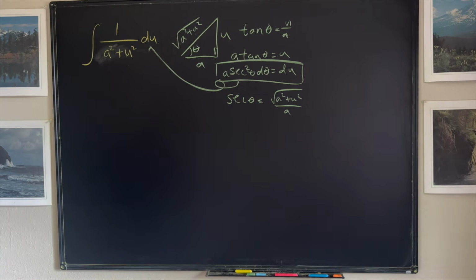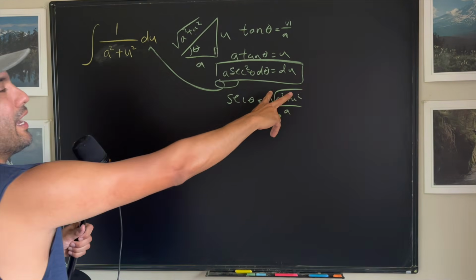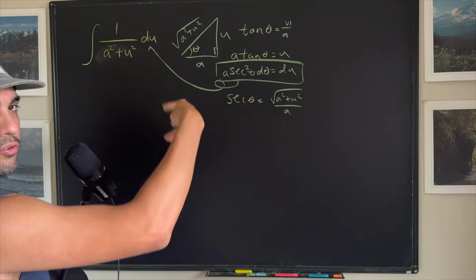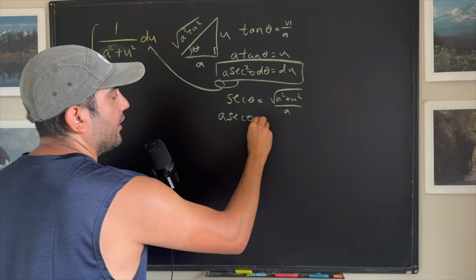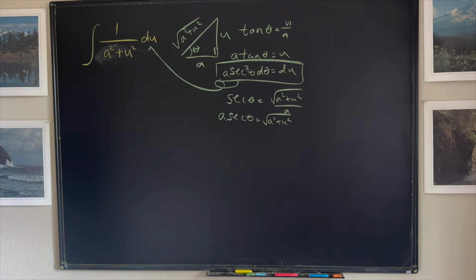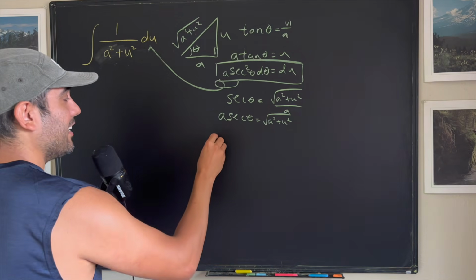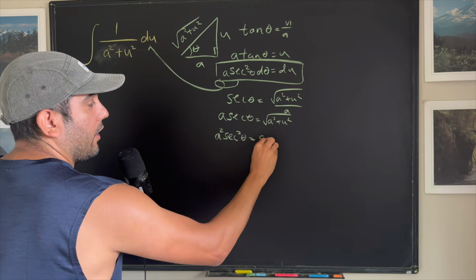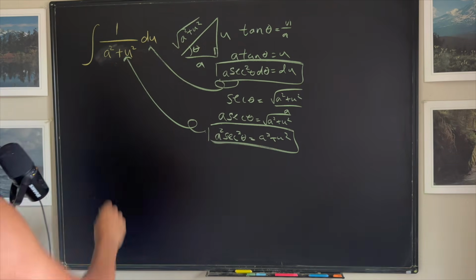Now, the reason why I did this is because if you use cosine, then you will have this value in the denominator, and you kind of want it on the top already. So that's why we use secant. But if you were to use cosine by accident, you can just flip it. We can multiply the a to the other side. So a secant theta is equal to root a squared plus u squared. And this is great, but this one doesn't have a square root. If it did, then we would use a secant theta. Now that it doesn't, we're going to go ahead and square both sides and get that a squared secant squared theta is equal to a squared plus u squared. And that's what we need. Look at that. We have it just right here.